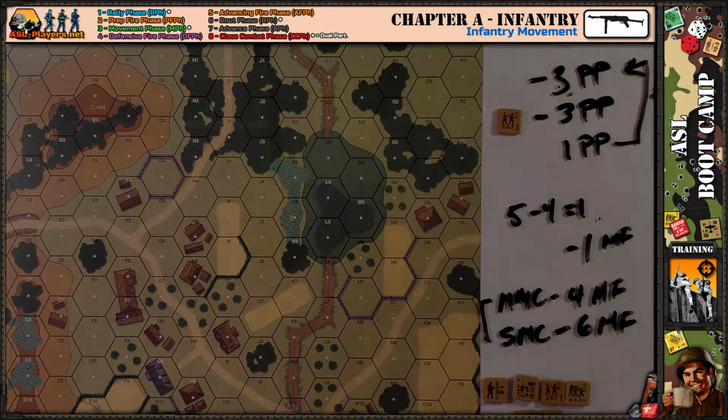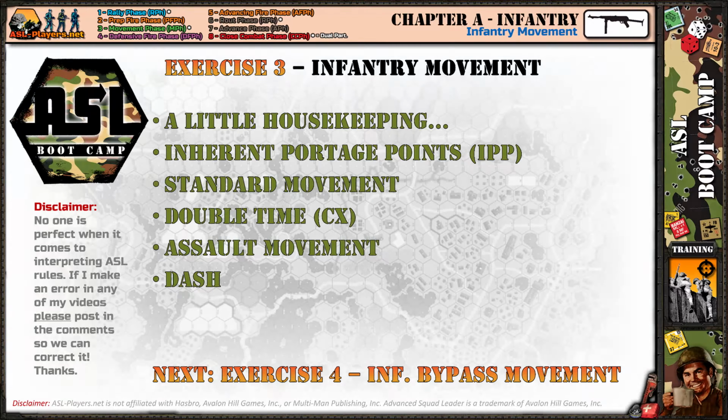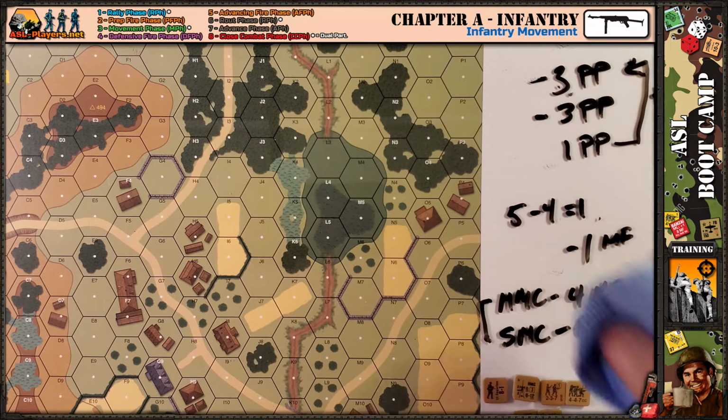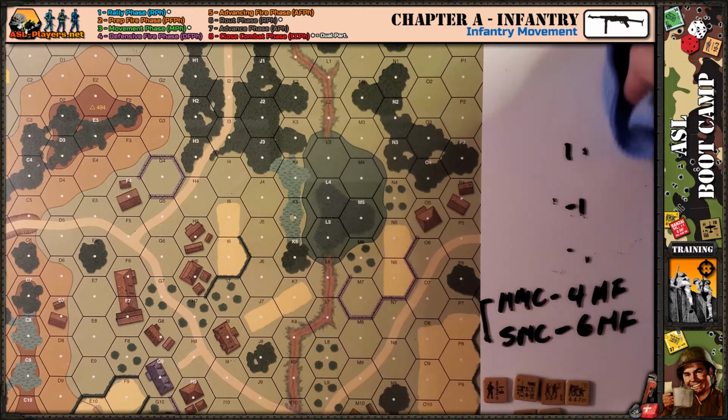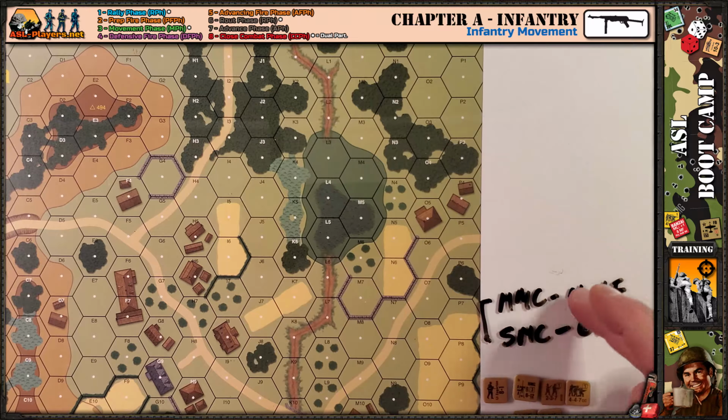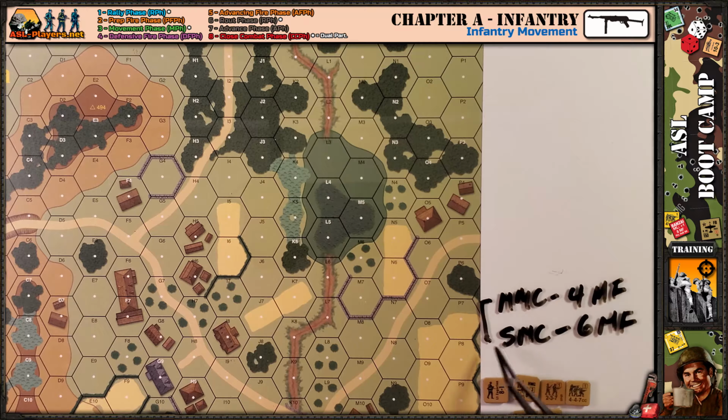Okay. Now let's get into some actual standard movement. We'll do it without support weapons, and then we'll do it with support weapons. Let's leave up this reminder at the bottom that multi-man counters have 4 movement factors and single man counters have 6 movement factors, and if they're stacked together during the movement phase, a multi-man counter can also move 6. They get the leadership bonus to be able to move 6 movement factors.